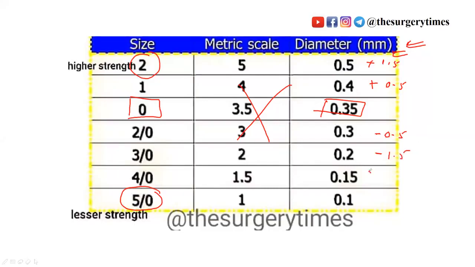These 5 are important. Okay, all are getting it? For easy remembrance, only remember the 0, that is 0.35, and if we add 0.05 then 0.4 is for 1, and if we add 0.15 then it is 0.5 for 2. Similarly minus 0.05 and minus 0.15.